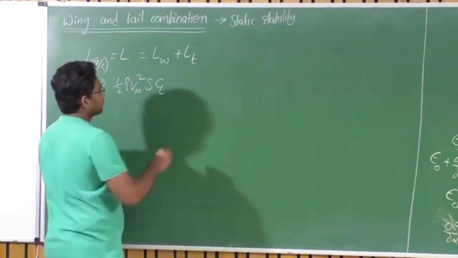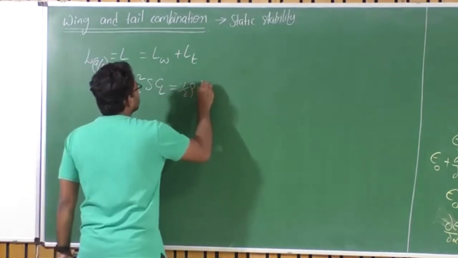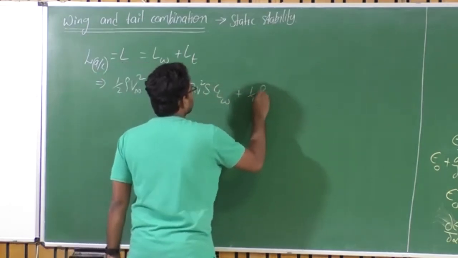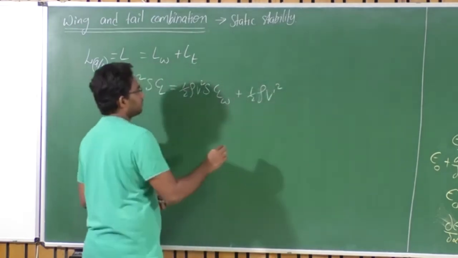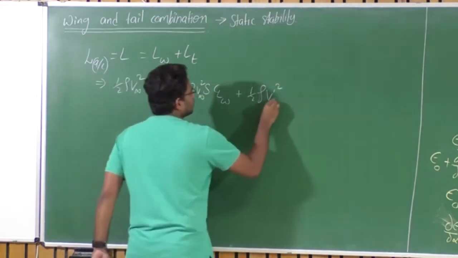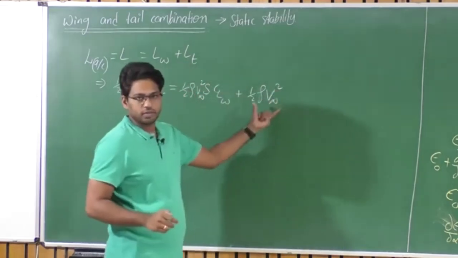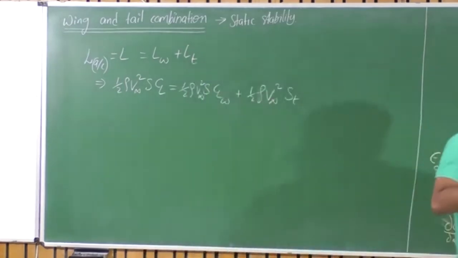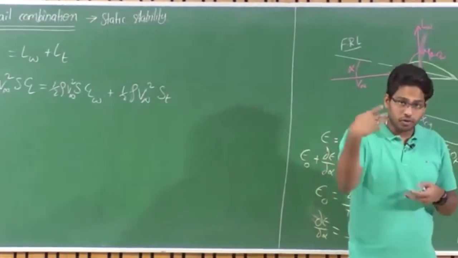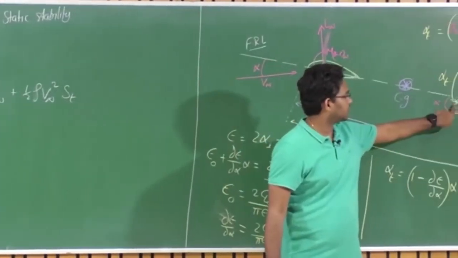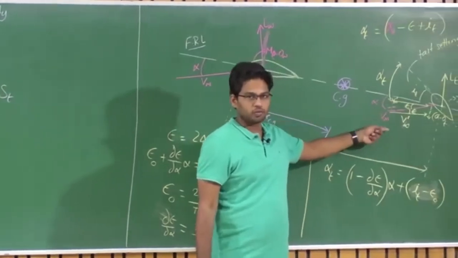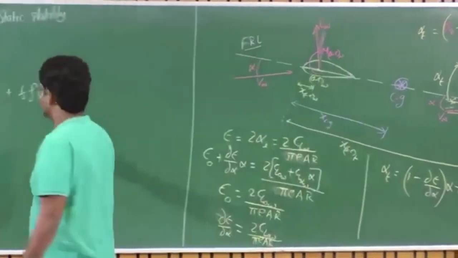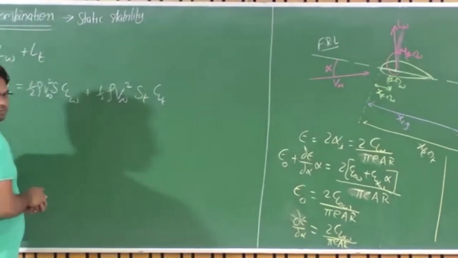CL of the aircraft is equal to half rho V squared S times CL of wing, plus half rho V infinity prime squared, which is the velocity at the tail, times S of the tail, right? So the lift generated by the tail is due to the planform area of the tail and the velocity at the tail. The velocity at the tail we figured out as V infinity prime, which is modified due to the downwash. And then the reference area of this tail is nothing but the planform area of the tail, which is S of t, right? Times the CL of tail here, okay?